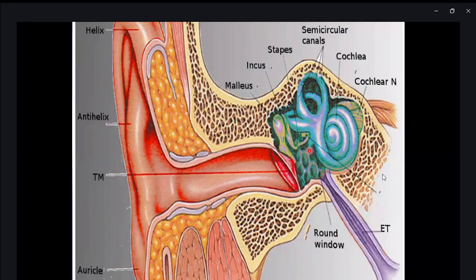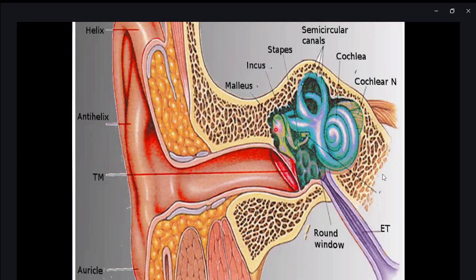Then we have the middle ear. This middle ear is connected to the nasopharynx through the Eustachian tube, also referred to as the pharyngotympanic tube.